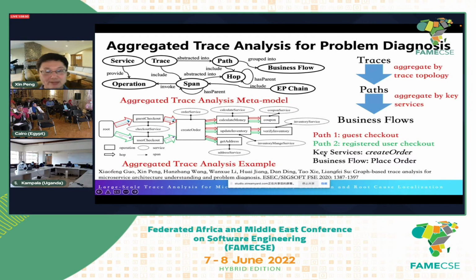Here we have two paths. Path one is red. Path two is green here. Path one is for guest checkout. Path two is for registered user checkout. You can see path one, the red part here, includes a set of traces, but all of them share exactly the same topology. And path two is similar. Path one and path two share some key services.